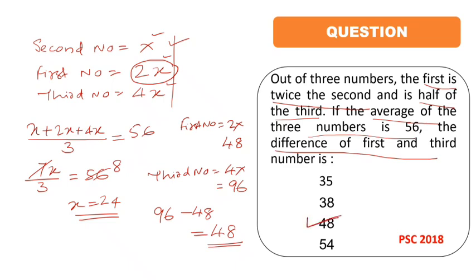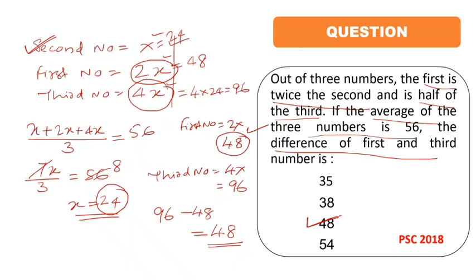Understand this concept very, very clearly. The first number we got is 48. How did we get 48? Because we got the x value as 24. We have taken x as the second number. What is the first number? The first number is 2 times x, that is 2x. If x is equal to 24, then 2 times 24 will be equal to 48. So we got the first number equal to 48. And the third number is 4x, that means 4 times 24. What is 4 into 24? 4 into 24 is equal to 96. So we have taken the third number as 96.